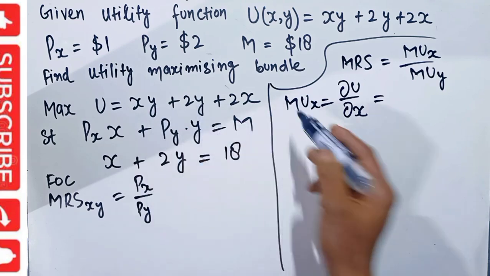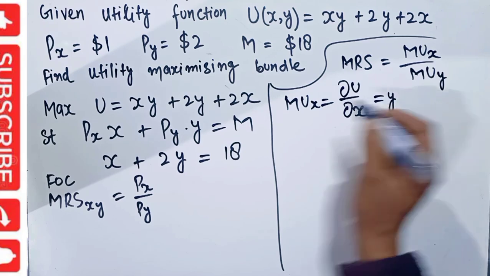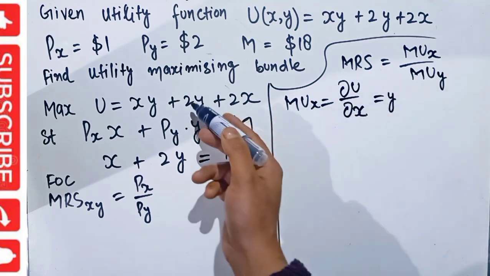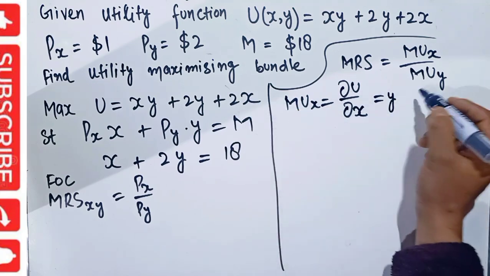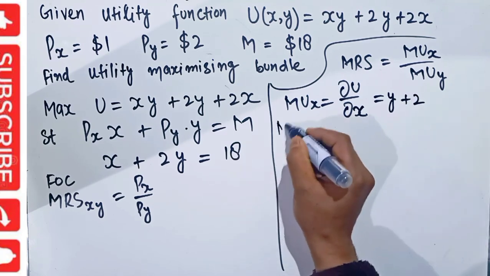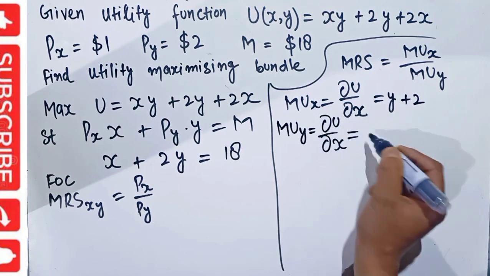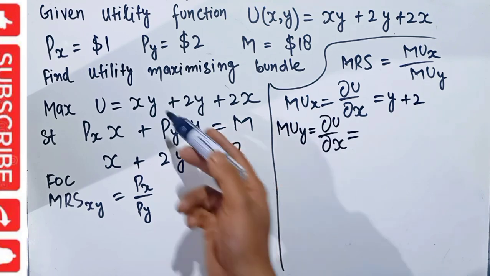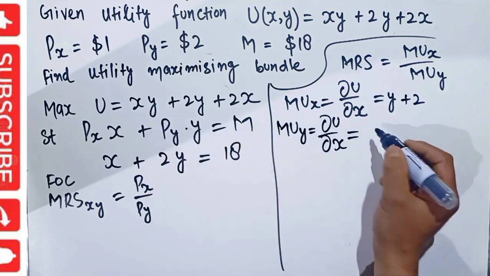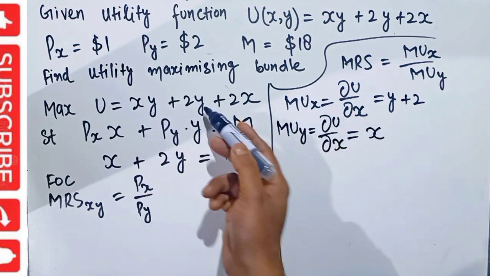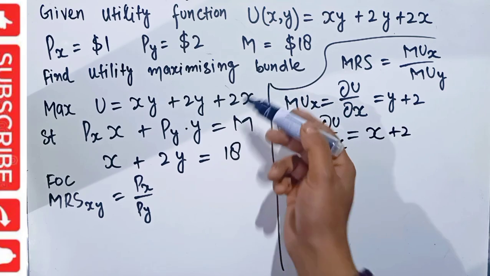Given this utility function, its derivative with respect to x partially: derivative of x is 1, so we are left with y. In the next term we don't have any x, so the derivative of the second term will be 0. And in the last term we have 2x, its derivative is 1, so we are left with 2. Similarly, marginal utility of good y means the partial derivative of the given utility function with respect to y. So differentiating this time with respect to y, the derivative of y in the first term is 1, so we are left with x. In the second term the derivative of y is 1, so we are left with 2, and in the last term we don't have any y, so its derivative will be 0.